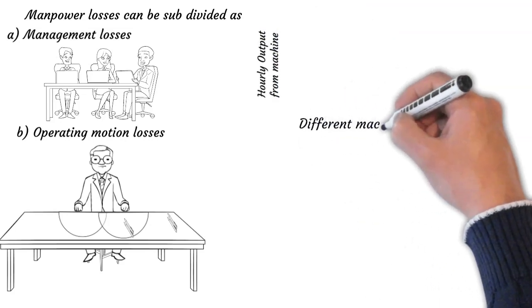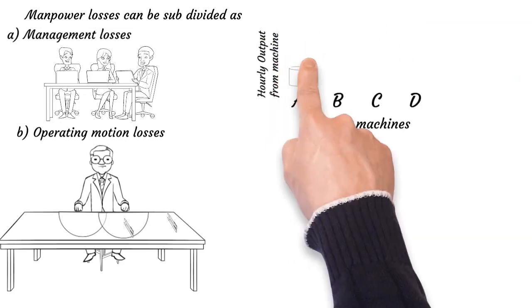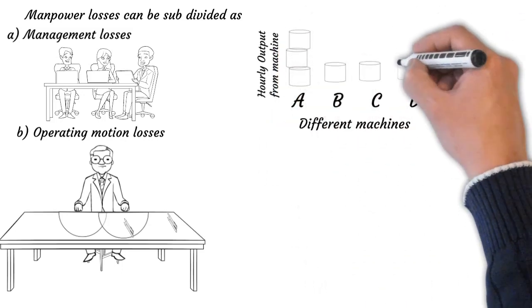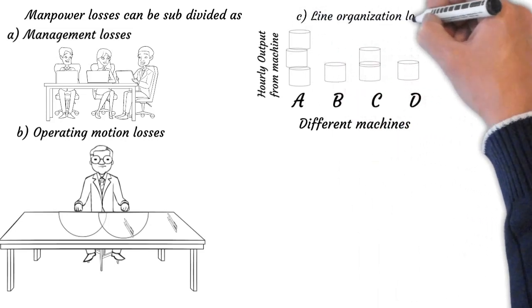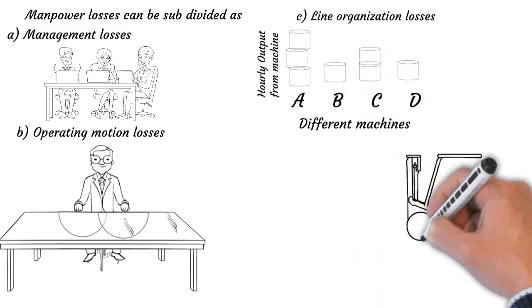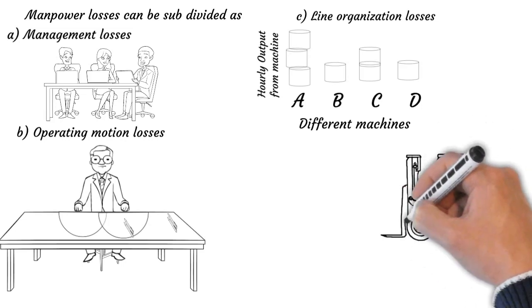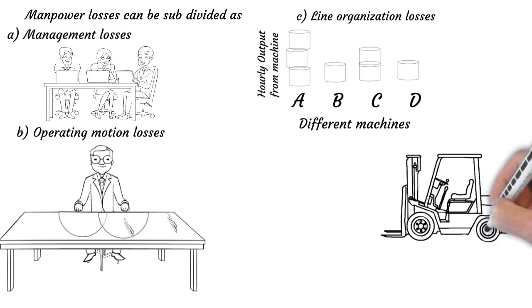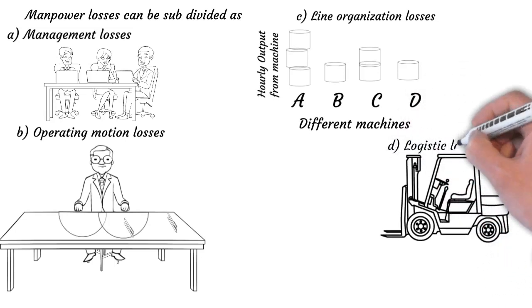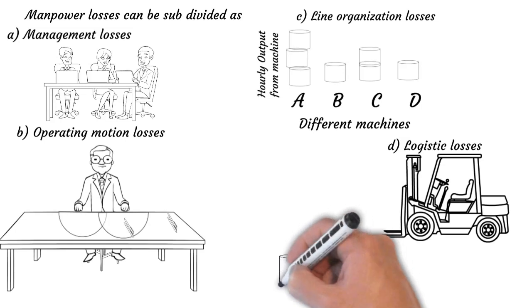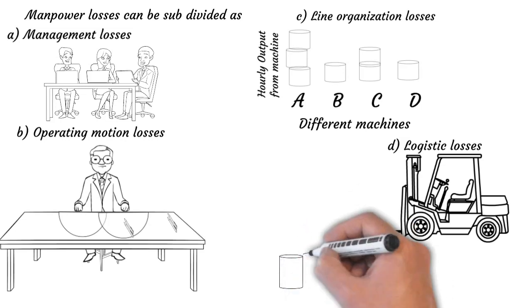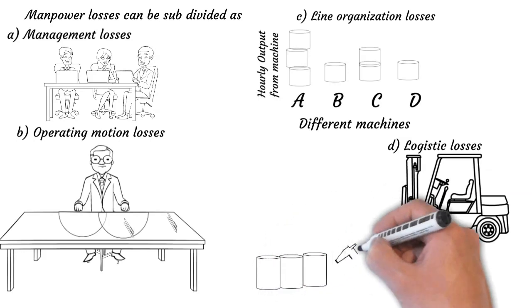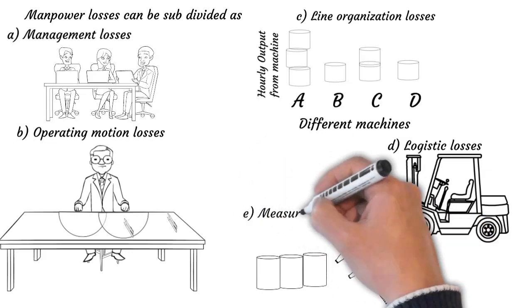Line organization losses. If output from the different processes are not same, then bottlenecks can occur at some machines, while some machines may be idle. Logistic losses. If machines are located nearby and in sequence one after another, then material movement is less, or else lot of losses do occur due to forklift shifting the material in between the processes. Measurement and adjustment losses. Checking frequently quality characteristics such as dimension and adjustment of the machine accordingly.